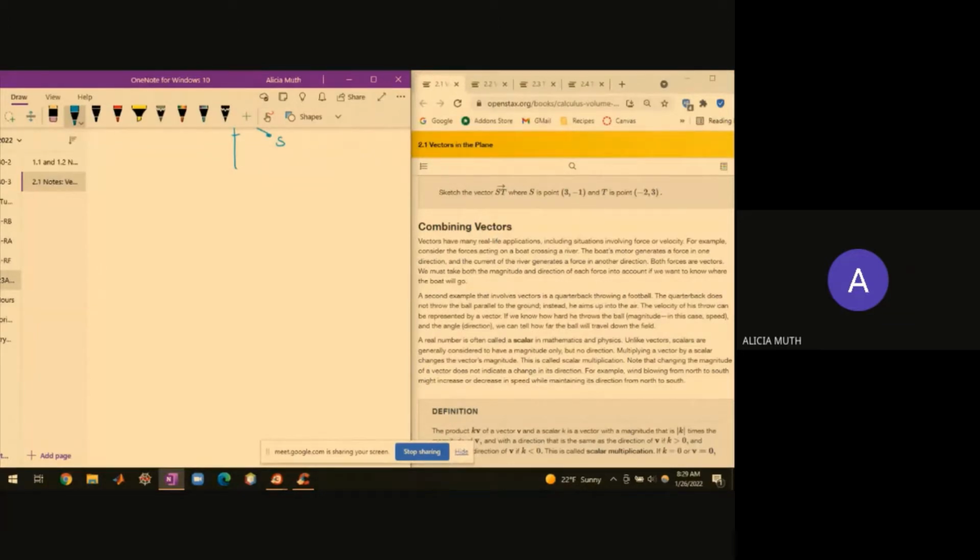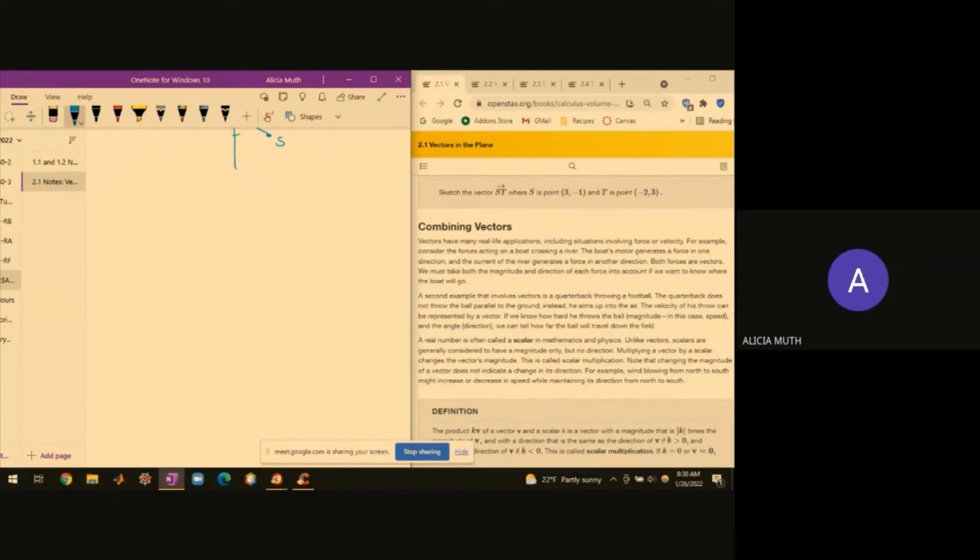A second example that involves vectors is a quarterback throwing a football. The quarterback does not throw the ball parallel to the ground. Instead, he aims up into the air. So the velocity of this throw can be represented by a vector. If we know how hard he throws the ball, magnitude in this case is speed, and the angle, direction, we can tell how far the ball will travel down the field.